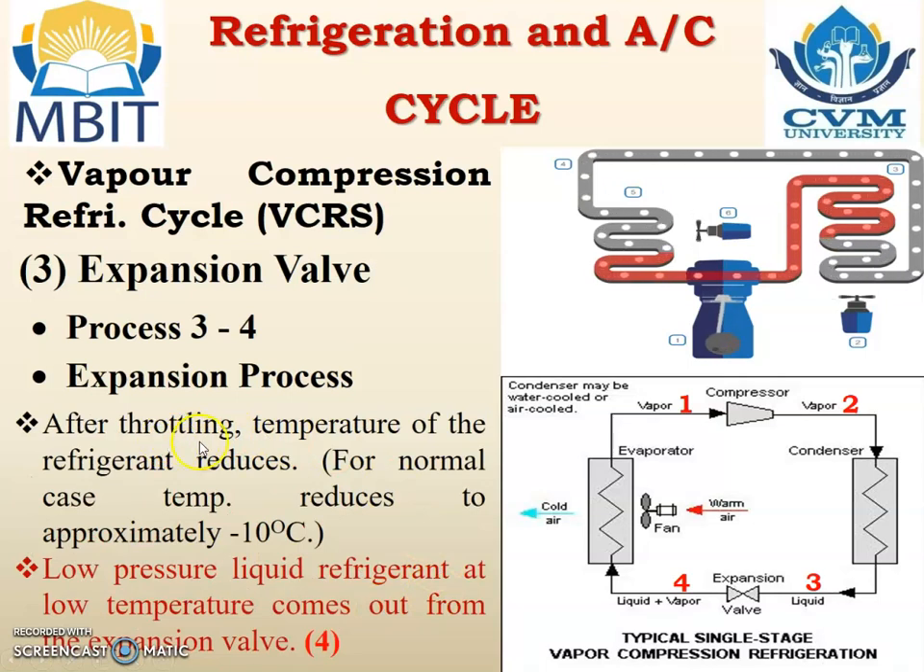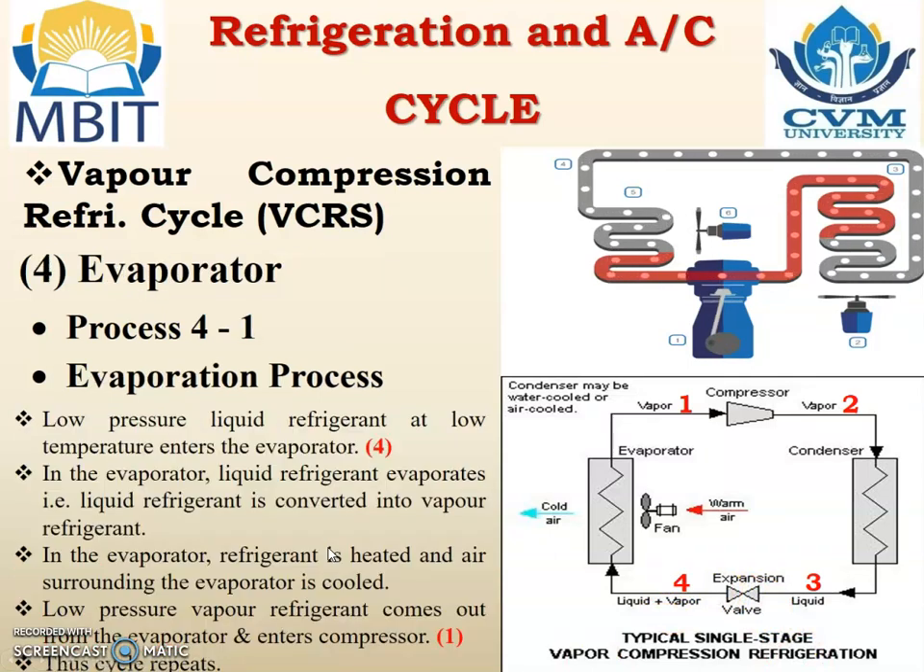So after throttling, the temperature of the refrigerant reduces. And what is the range of the reduction of temperature? So for the normal case, normal refrigeration and air conditioning working, the temperature of the refrigerant reduces to approximately minus 10 degrees centigrade. It means whatever refrigerant is coming out from the expansion valve has a temperature of minus 10 degrees Celsius. So what is coming out from the expansion valve? Low pressure liquid refrigerant at a low temperature comes out from the expansion valve at point number 4.